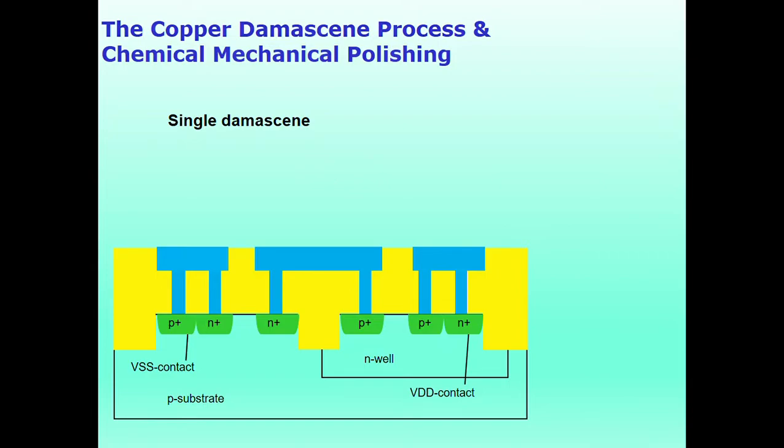Today I will explain the copper damascene process and chemical mechanical polishing in 3D integrated circuits. Integrated circuits used in advanced electronic devices enable applications such as high-speed computing and data storage.